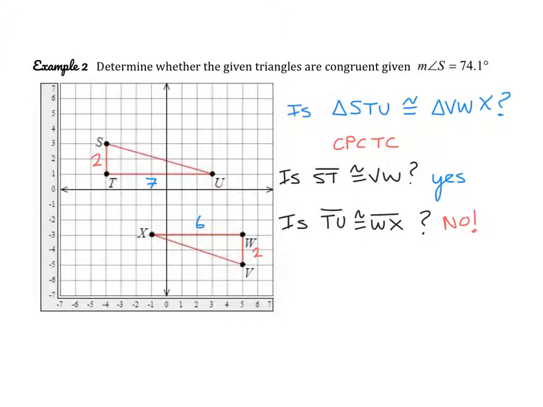And remember, if any of the corresponding parts are not congruent, then according to CPCTC, the triangles are not congruent. So we would say triangle STU is not congruent to triangle VWX, because again, the corresponding sides are not congruent. So we don't even need to look at the angles to determine that they are not congruent.